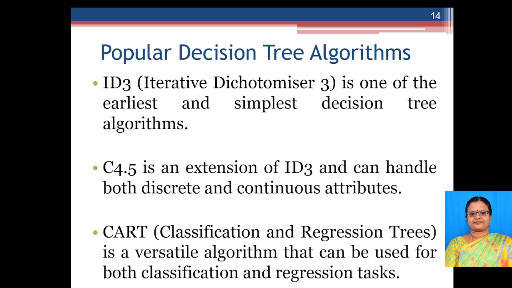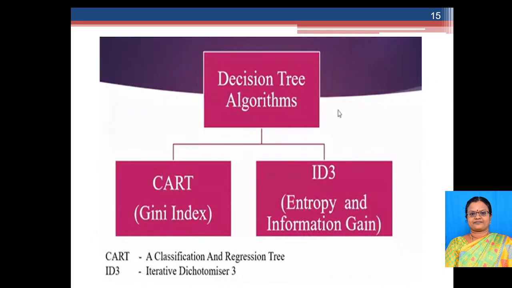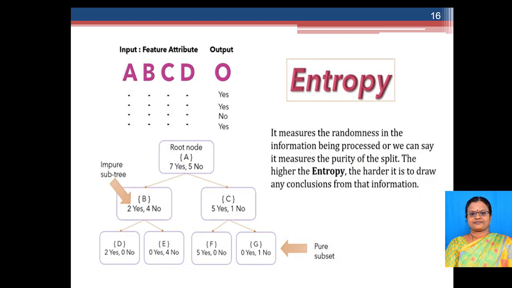And C4.5 is an extension of ID3, and it can handle both discrete and continuous attributes. And CART, a very famous algorithm, whose full form is Classification and Regression Tree, can be used for both classification and regression tasks. The main ones are CART and ID3. CART uses the Gini index, whereas ID3 uses the information gain, that is, the entropy and the information gain. So let's focus on entropy, information gain and Gini index.